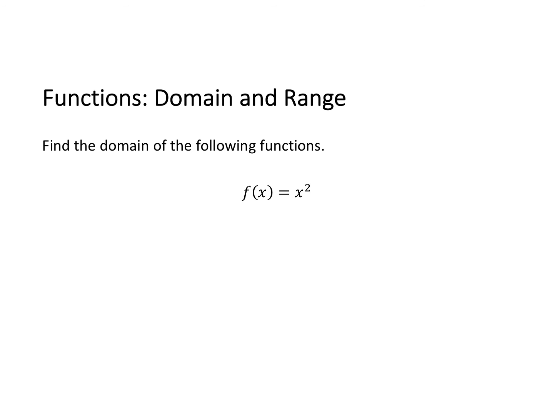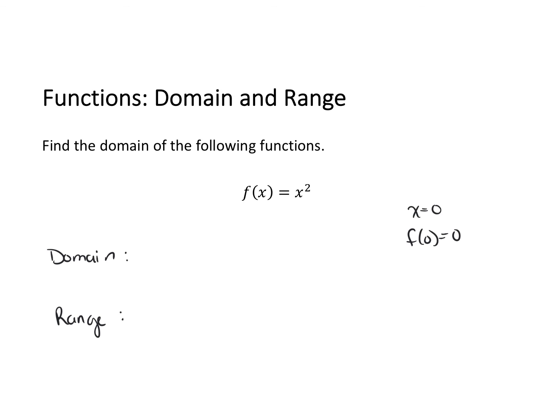One last example here. Let's find the domain and the range for x squared. So for our function x squared, the domain is the set of all x values or input values that make this function exist. And the range is all the corresponding output values for those input values. So here we have x squared. If you think about what x could be, x could be 0. If x is 0, then f of 0 is 0, which is a real number.